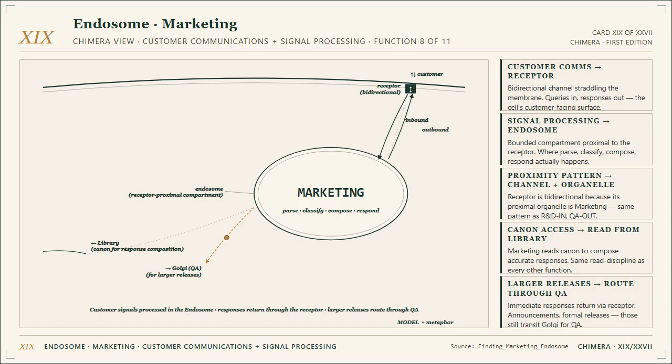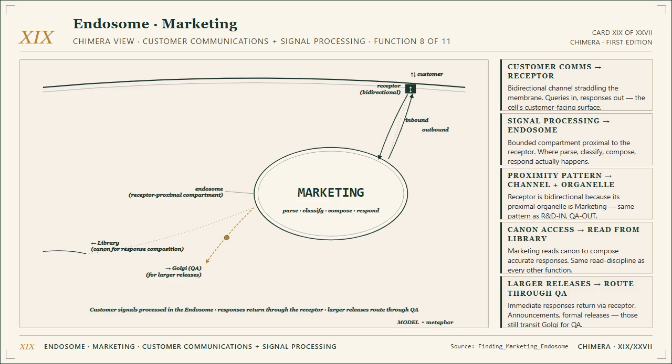Card 19, Endosome, Marketing. This is marketing, the cell's customer-facing function, zoomed in from the company view on cards 10 and 11. The gentle arc at the top is the cell boundary. On the upper right, straddling the membrane, is the marketing receptor. It is bidirectional. Customer queries come in, responses go out. Same channel, two directions. The two arrows above the receptor indicate the customer-facing flow.